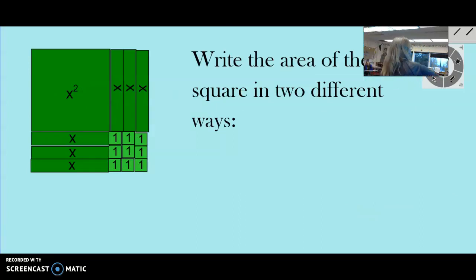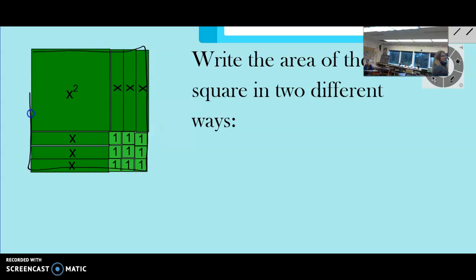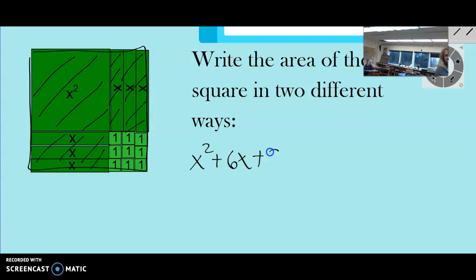Then I'm going to show you what we can do with that. We can represent the area of this entire thing in 2 different ways. One way is to just look at all the tiles that we have. We have x squared, because this is an x by x tile, so its area is x squared. And then each of these x tiles are x by 1, so that's 6x, because I have 6 of those. And then plus 9. So that's one way to represent the area.